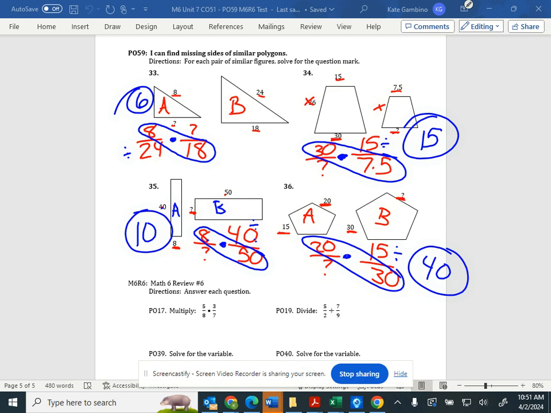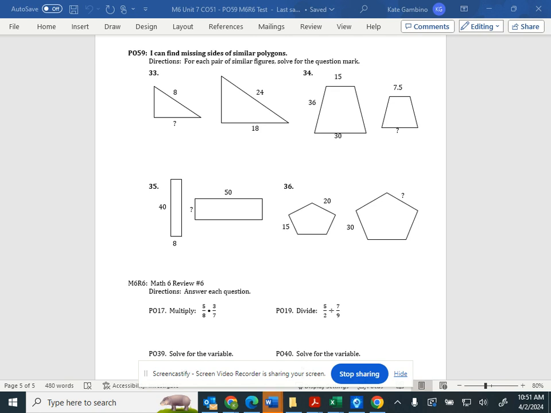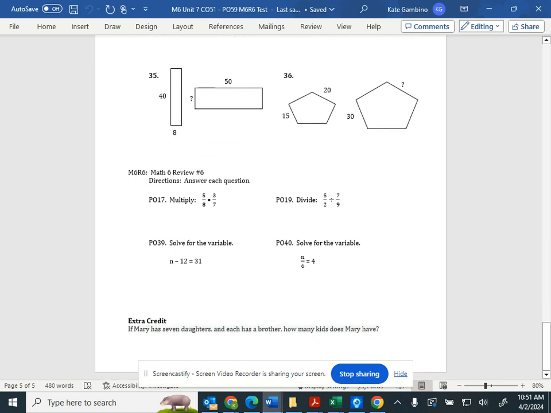Any question on seeing where we went wrong with our proportions? Doing good with this one now that I went over it? Yeah. Did it answer your questions? She's good. All right.